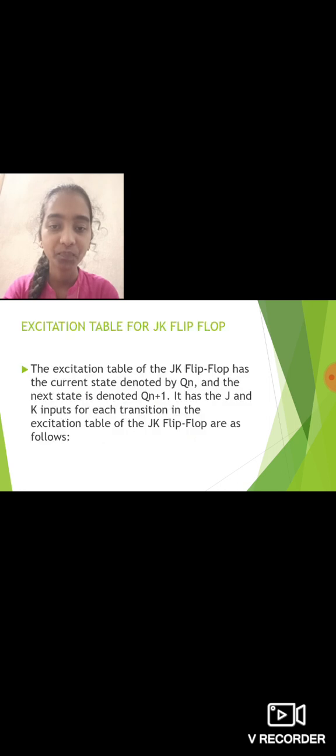Here we can say hold, reset, set, and toggle. Excitation table for JK flip-flop. The excitation table of the JK flip-flop has the current state denoted by Qn and the next state denoted by Qn+1. It has the J and K inputs for each transition. The excitation table of the JK flip-flop is as follows. Here Qn and Qn+1 are the inputs, J and K are the outputs.